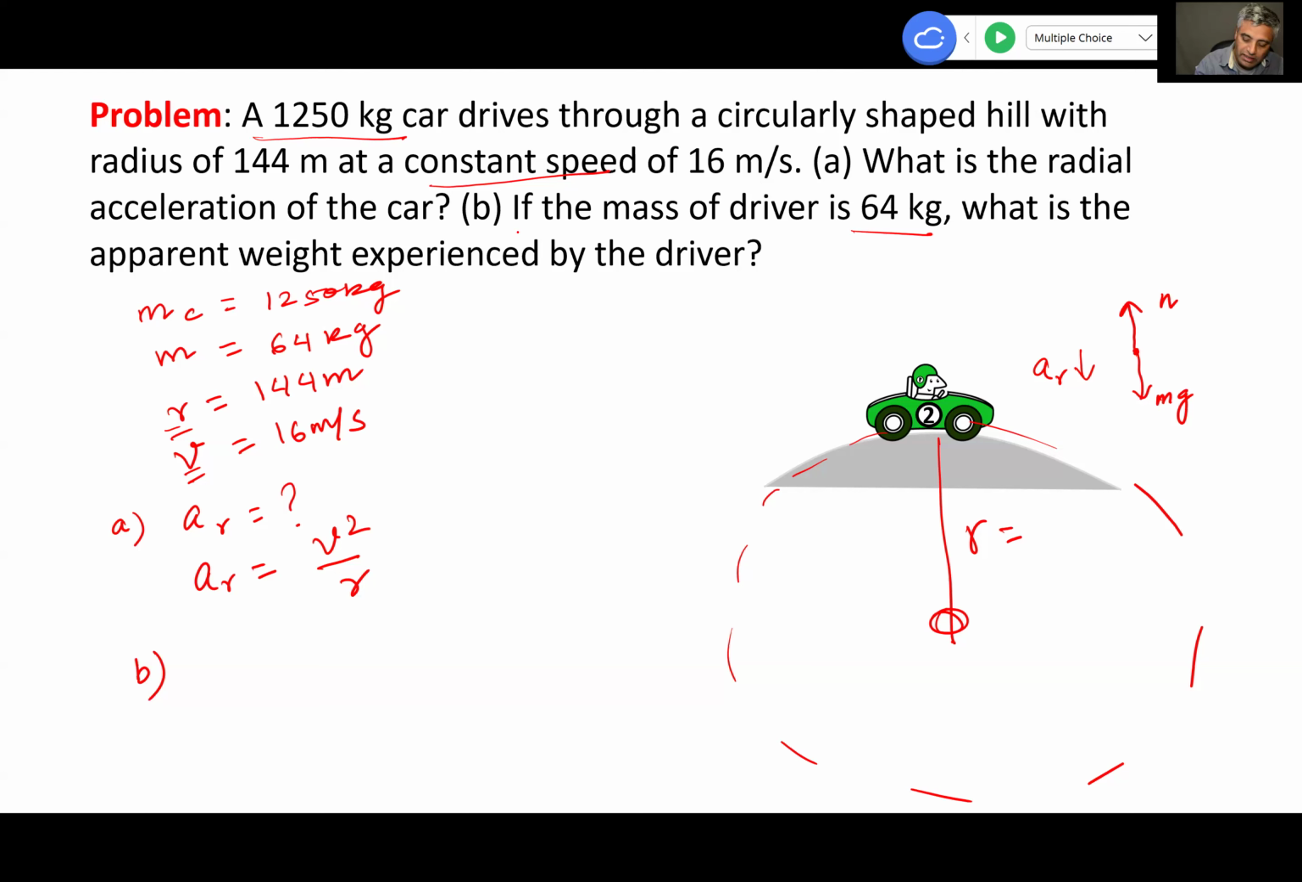Now for part B, it says if the mass of the driver is that, what is the apparent weight? So whenever we are finding apparent weight, we are finding the normal force. And this is for the driver. So in this case, the object of interest is not the car, but the driver. So that means this m is the mass of the driver, and now this free body diagram is for the driver.